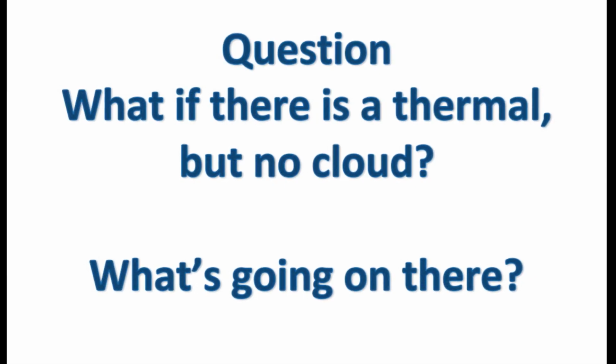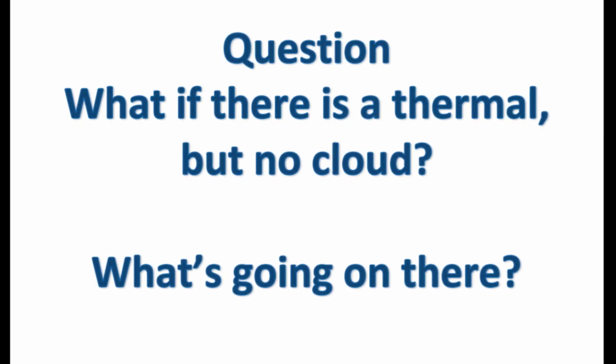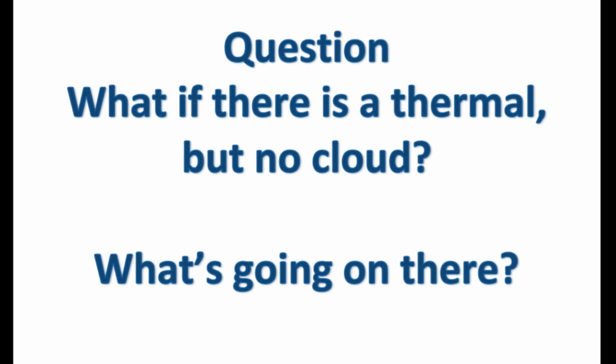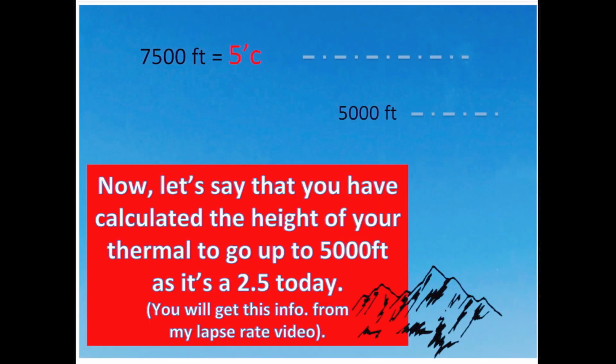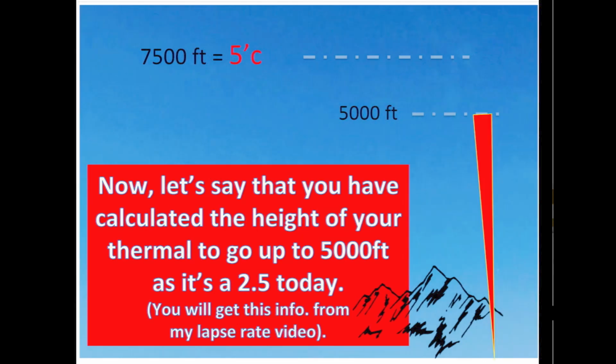Another question I get, what if there is a thermal, but there's no cloud? What's going on there? All right, let's say that the dew point is 5 degrees Celsius, and that temperature is calculated by you to show up at 7,500 feet. Now, let's say that you've calculated the height of your thermal to go up to 5,000 feet, as it's a 2.5 today. Okay, so you'll get that information on my lapse rate video as well.